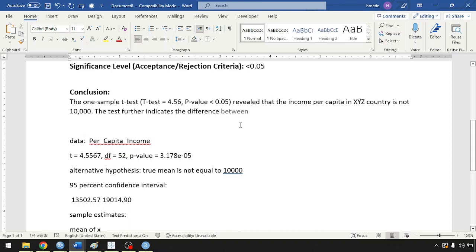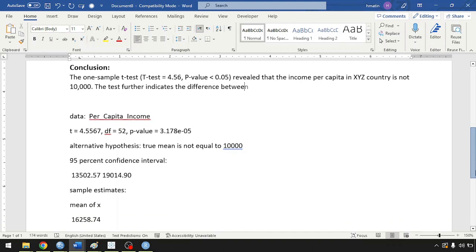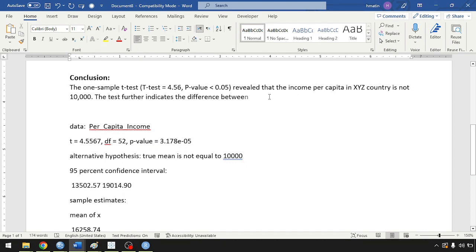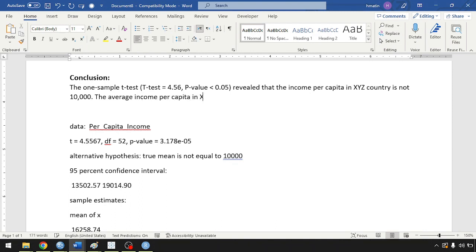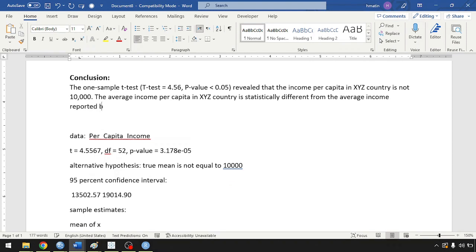So the test indicates that the difference between the means, I could say something like, the average income per capita in XYZ country is statistically different from the average income reported by, so your null hypothesis, where did it come from? Did it come from people accepting it as a fact, or some agency has reported it or has established it? So you can put it here, reported by the Department of Economics.